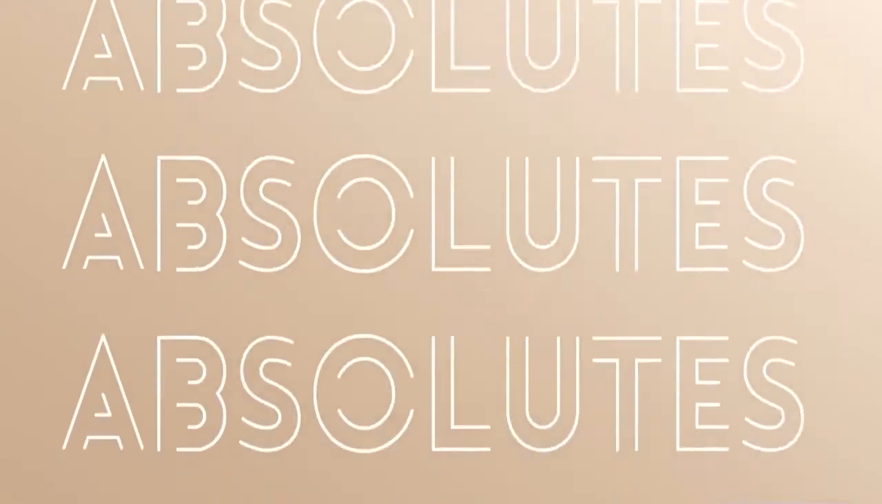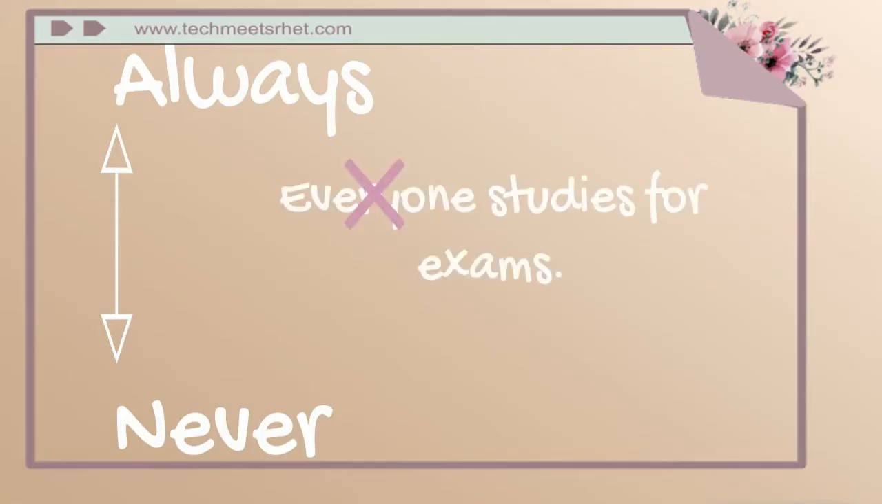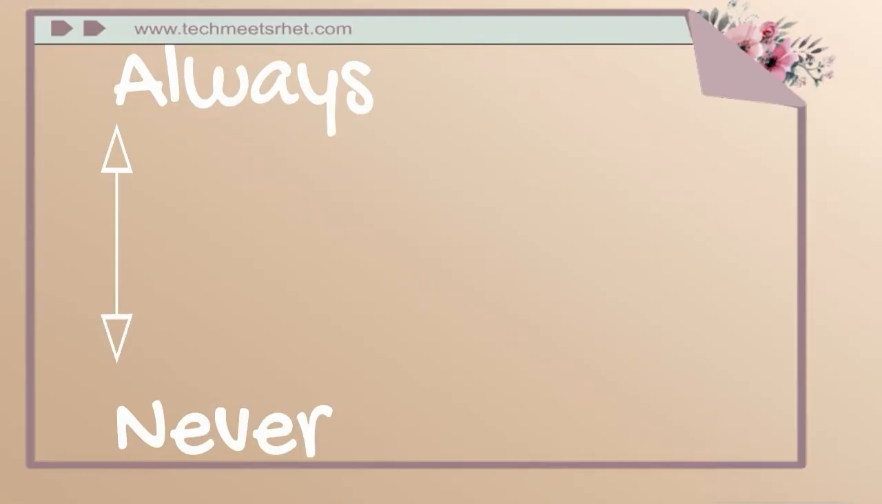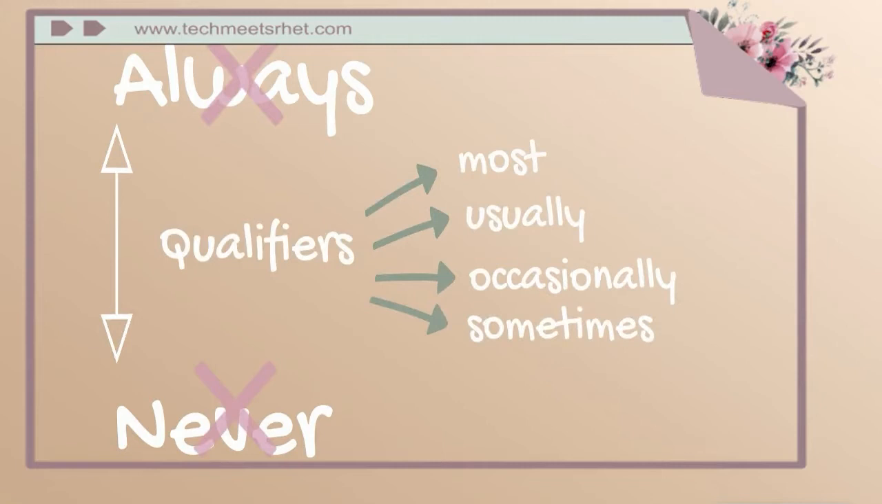Next, check for the use of absolutes. Absolutes are words like always, never, all, none, or everyone, and they leave no room for doubt. When you use these words, you have to be 100% certain that what you say is true. For example, instead of saying everyone studies for exams, we can say most students study for exams. Using qualifiers like most, usually, occasionally, or sometimes allows us to make a point while taking into account other perspectives.